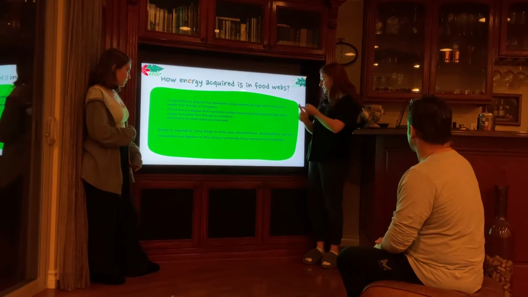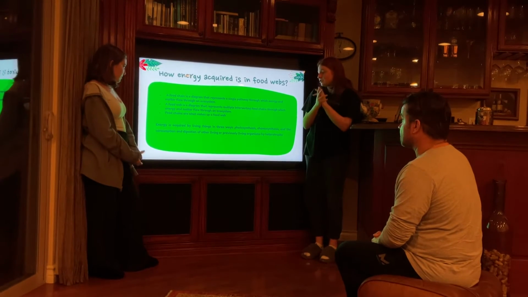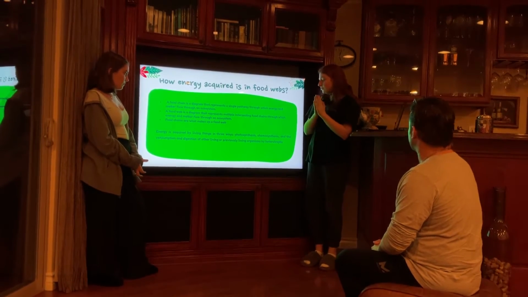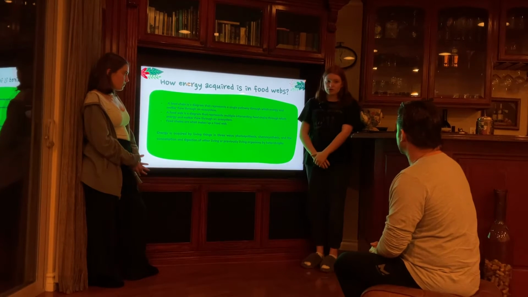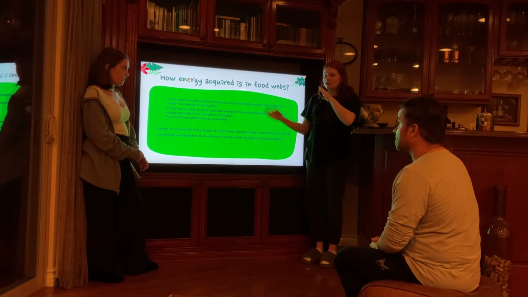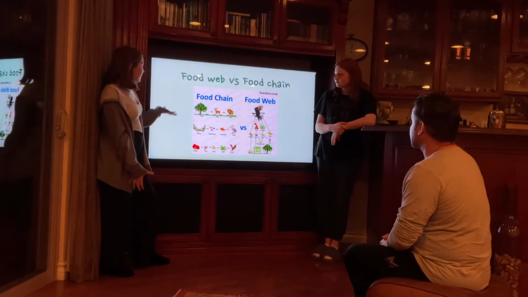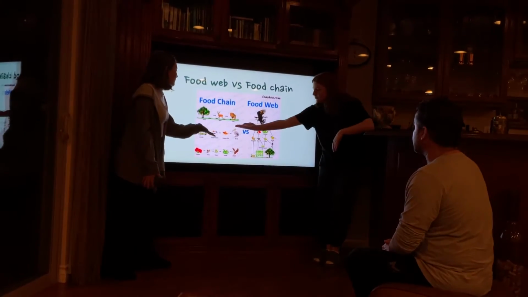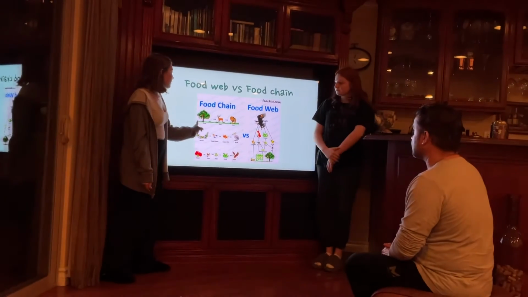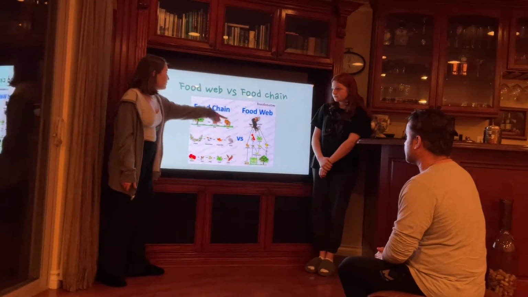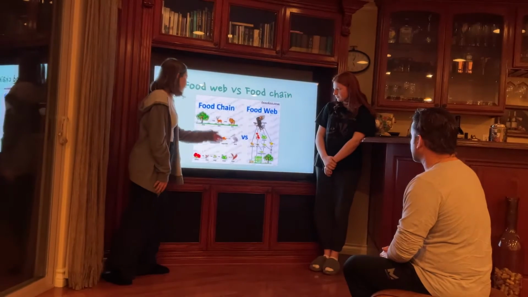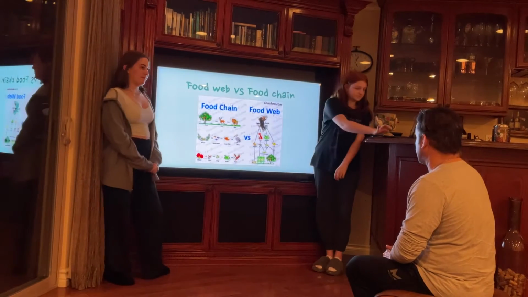And energy is acquired by living things in three ways. There's photosynthesis, chemosynthesis, and the consumption or digestion of other previously living organisms, or heterotrophs, which are just other animal and plant eating organisms. And here's an example. This is a diagram of a food chain versus a food web. A food chain, as you can see, is one singular line of organisms, while a food web is a more complex version that's made up of a bunch of food chains.